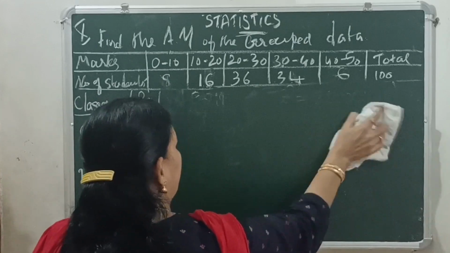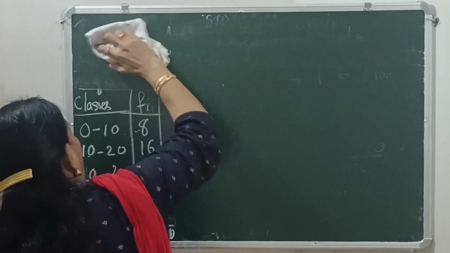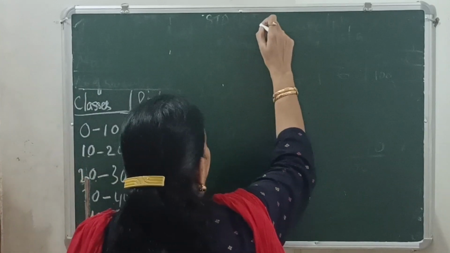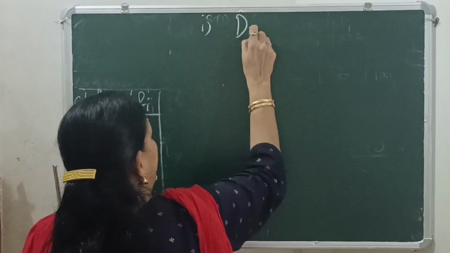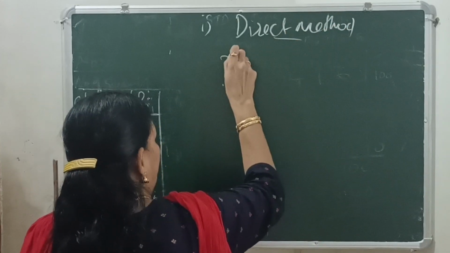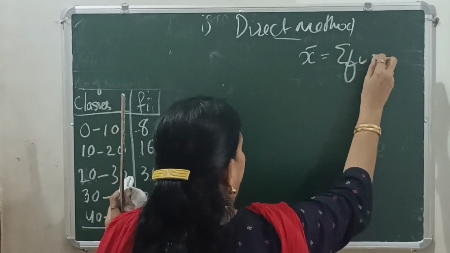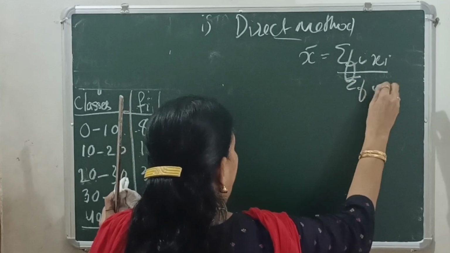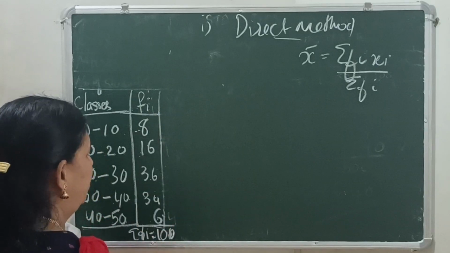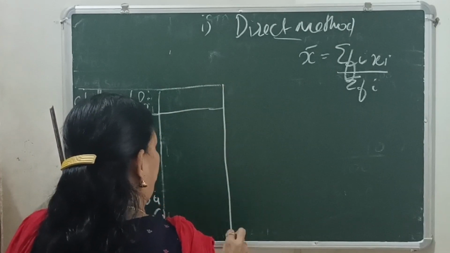Then once more, find the arithmetic mean for the grouped data. The first method is the direct method. Direct method: x bar equals sigma fi xi divided by sigma fi, the total frequencies, that is adding all these we get 100. Then we have to find the xi value.